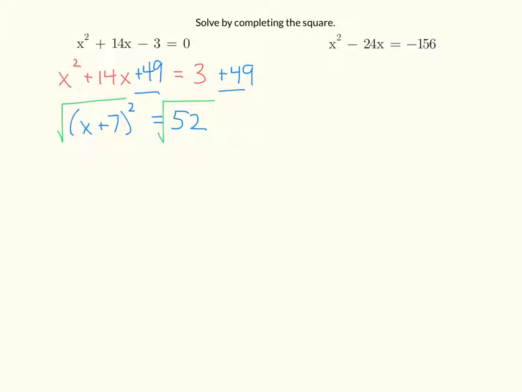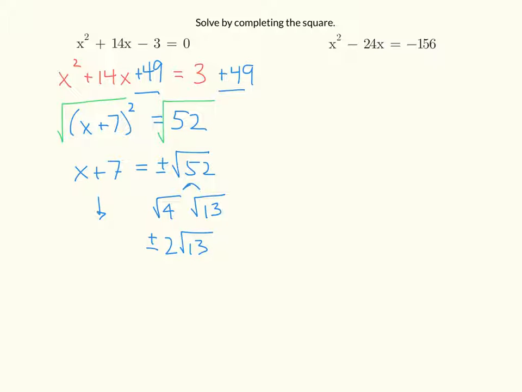Okay, now we're just going to solve using the square root property here, because we have to square root both sides in order to get x out of that parentheses. And we're going to just be left with x plus 7 equals plus or minus the square root of 52. Now 52 can be broken down into 4 and 13. So this ends up becoming plus or minus 2 square root 13.